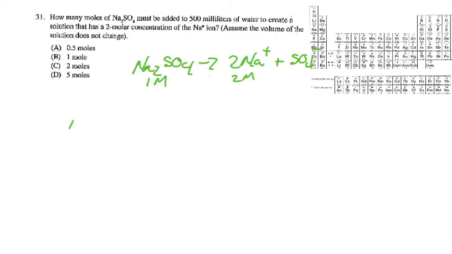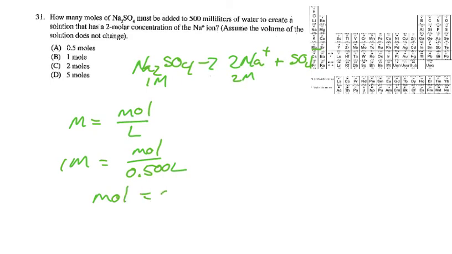And then we remember that molarity equals moles divided by liters. We want a 1 molar solution. We want 500 mL of it, so it's going to be 0.5 liters. We just need to know how many moles to weigh out. So 1 times 0.5 is going to tell us that the number of moles is 0.5.